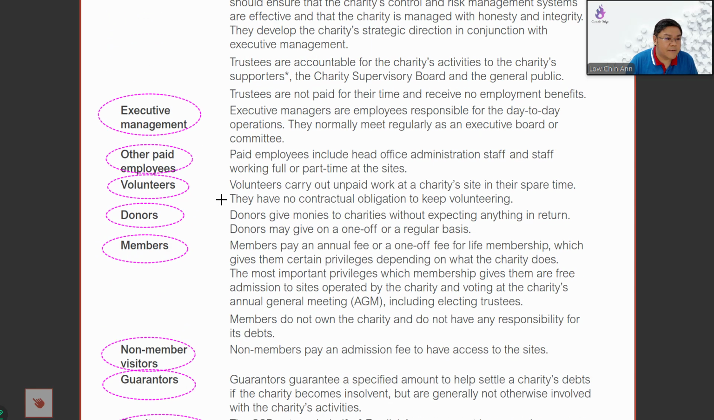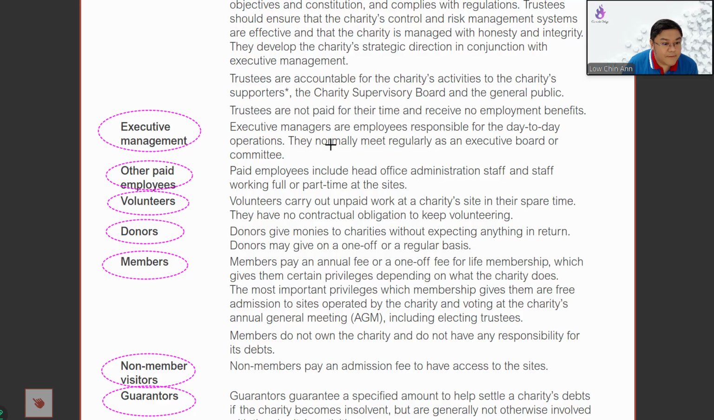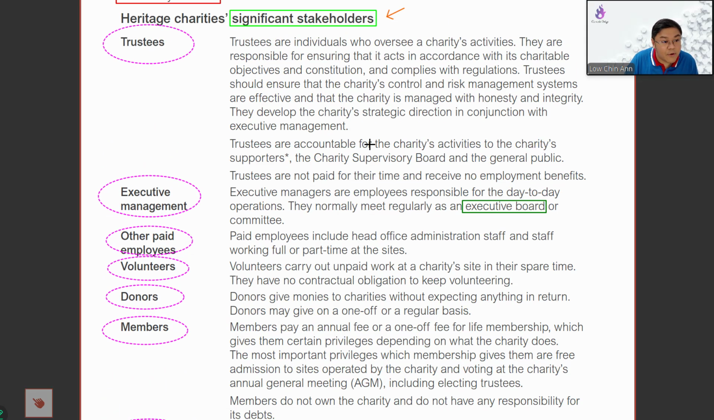Okay, so then they have executive management, which appears to me these are people involved in the day-to-day running of the business. In this case, of course, it's the charity activities. So executive managers are employees responsible for the day-to-day operations. They normally meet regularly as an executive board. So I think this really confirmed my understanding of operating a two-tier board, an upper board, a supervisory board, that we call the board of trustees, and then you have the executive board.